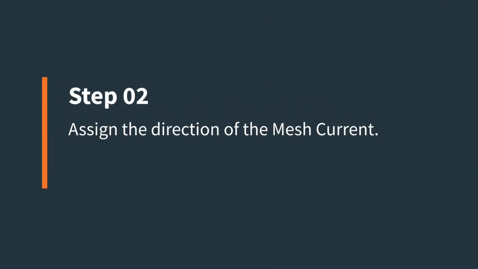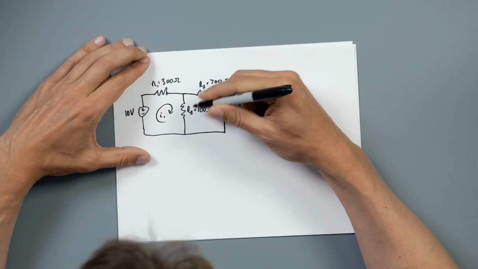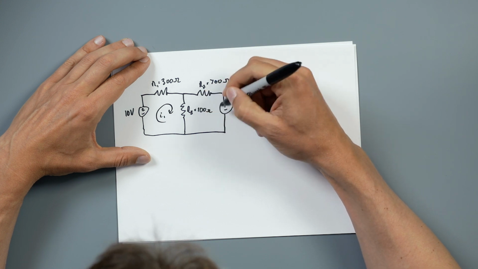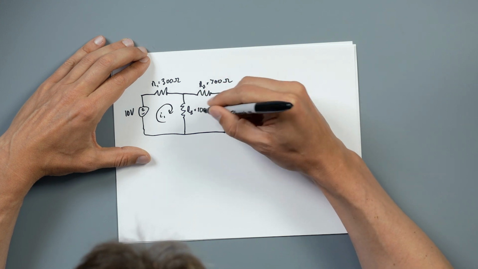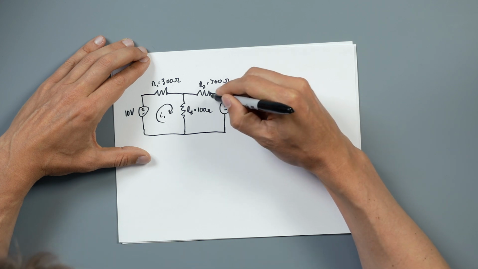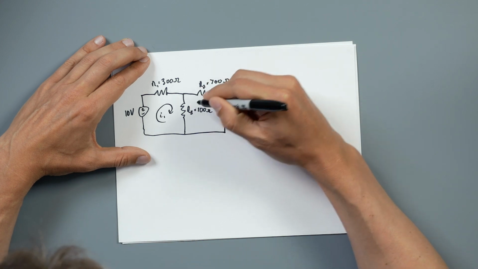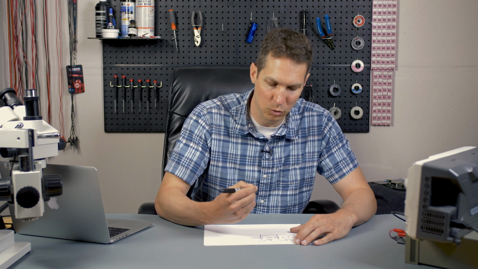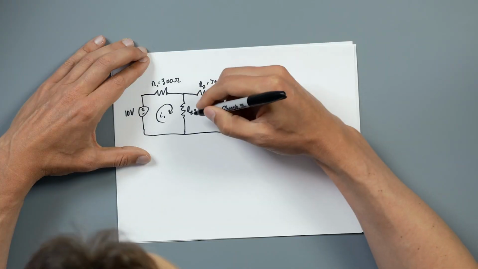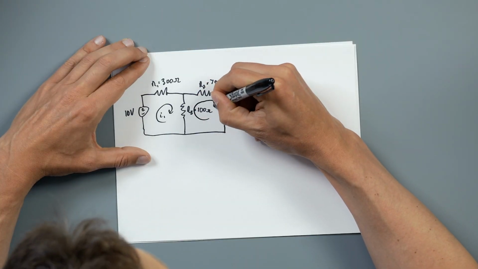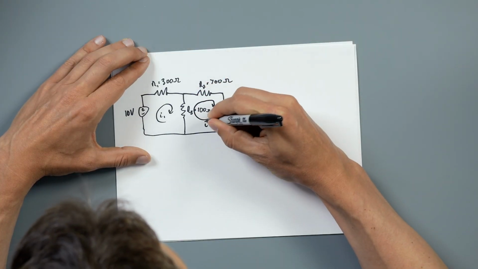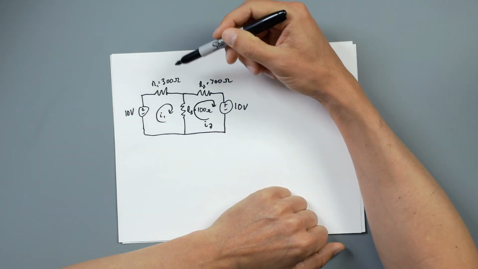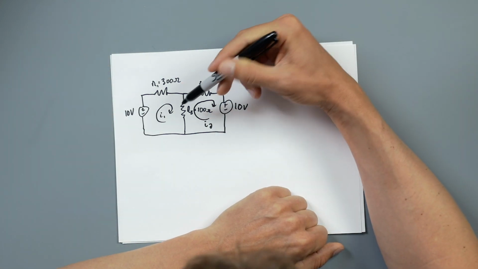So our next step is basically just assigning that mesh current. Just like last time, I'm going to go in a clockwise direction and call that I1. And then for this one, I'm actually going to keep the same direction just because I like to go clockwise, even though I think that the current will be flowing there. As long as we're consistent, it should be fine. I just know that I2, the way I'm assigning it, is almost certainly going to be negative. And just in case you can't read my terrible handwriting, R1 is 300 ohms, R2 is 700 ohms, and R3 is 100 ohms.